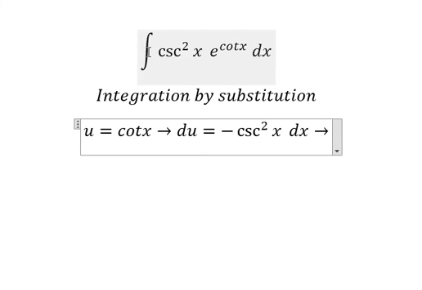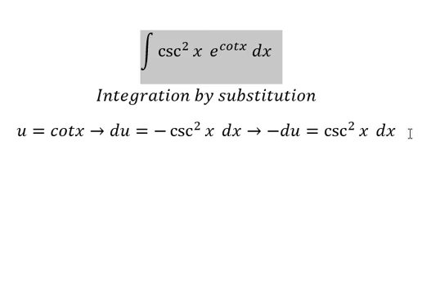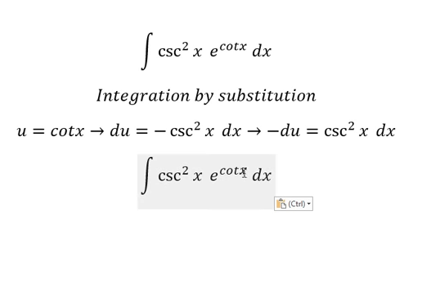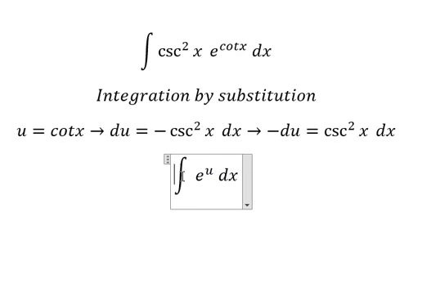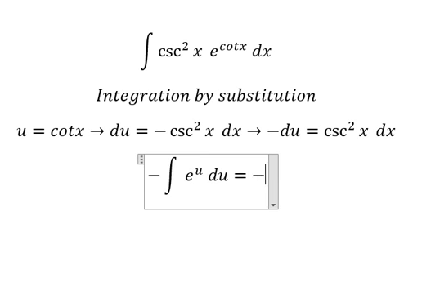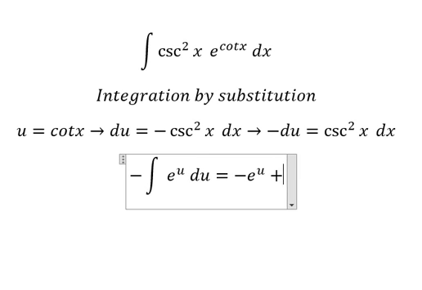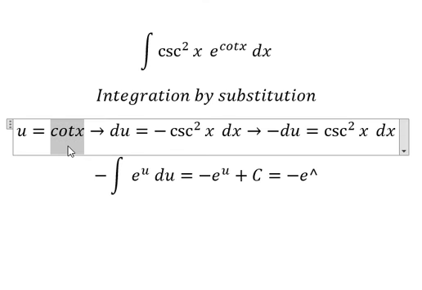Because we don't have the negative sign in here, I will put the negative to the left. So this one we change by u. Cosecant squared x dx we change by negative du. So the integration of this one is negative e to the power of u, and we put plus c. For u, that is cot x.